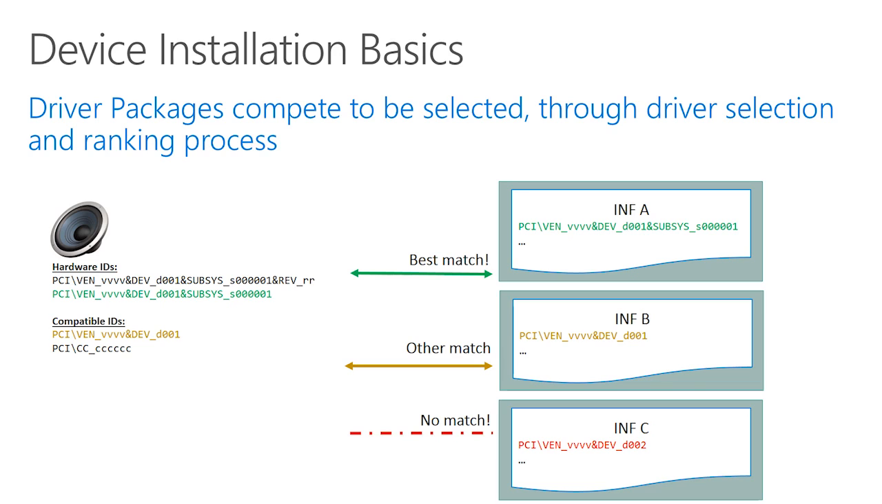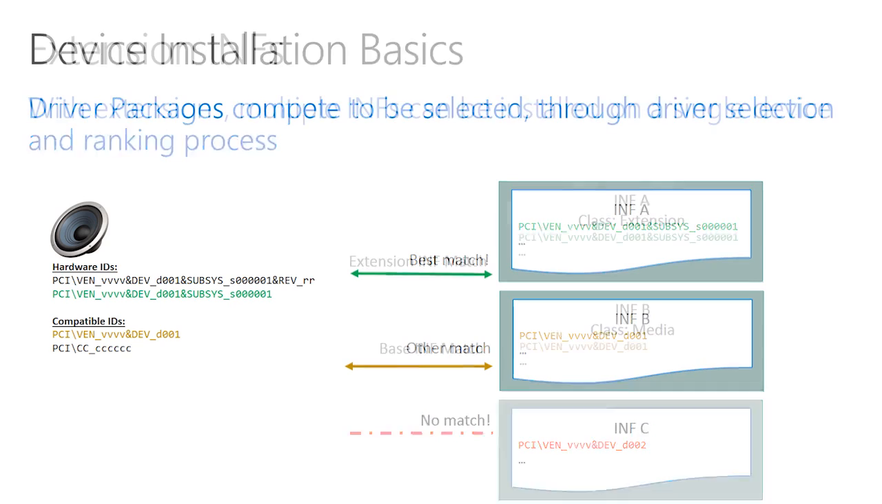The second INF, INF B, would also work to run this device. So if INF A did not exist, INF B would be used, and it matches on that first compatible ID. In this example, INF C matches on a hardware ID that isn't present on this device, so it would not be installed. We use this ranking process to decide what the best INF is to run on a device.